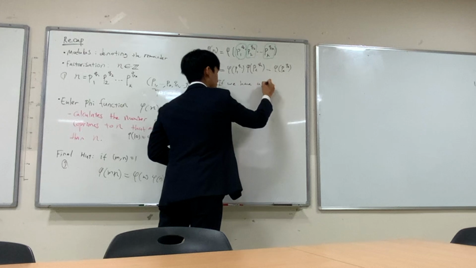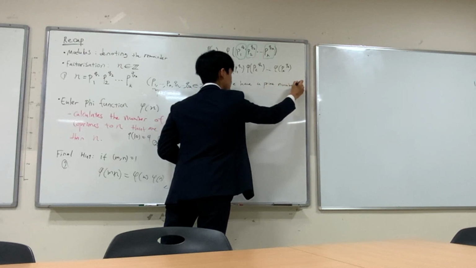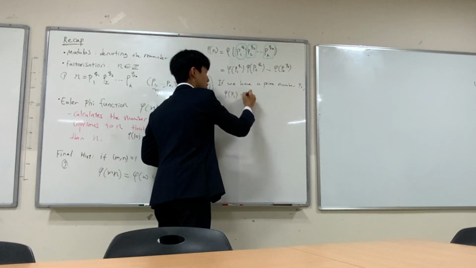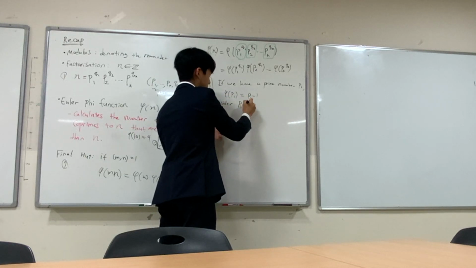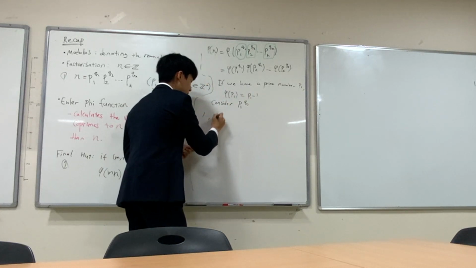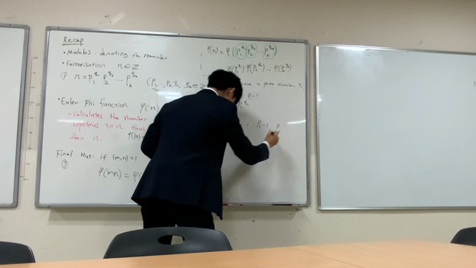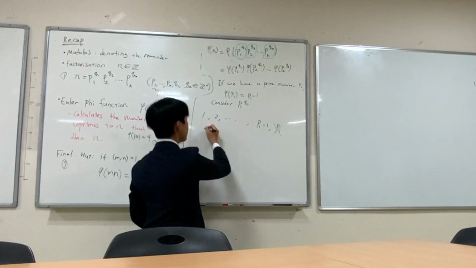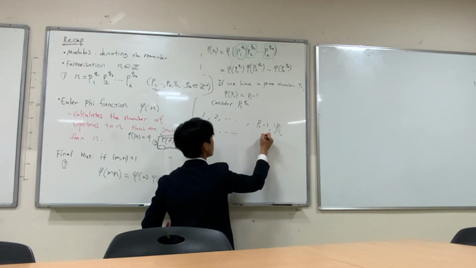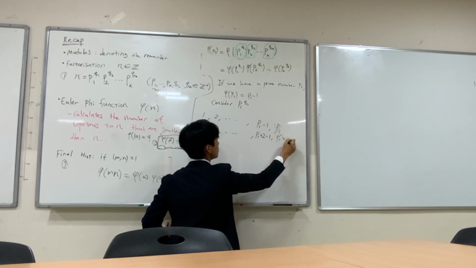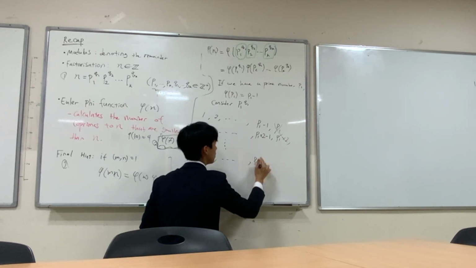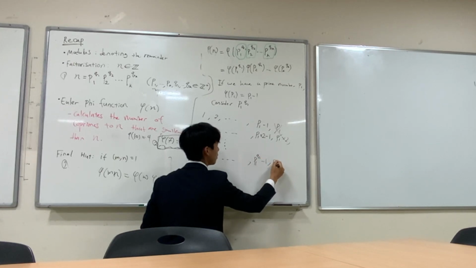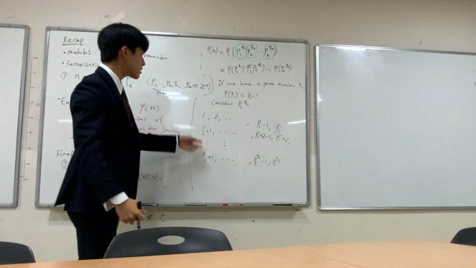But then if we have a prime number P1, phi P1 would equal P1 minus 1. But now consider P1 to the power of Q1. Because when we had P1, we wrote the numbers all the way up to P1, and the only one to remove was this. But now we have more than that. We have P1 plus 1 all the way up to P1 times 2 minus 1, P1 times 2. So these are the numbers that we now have to consider.